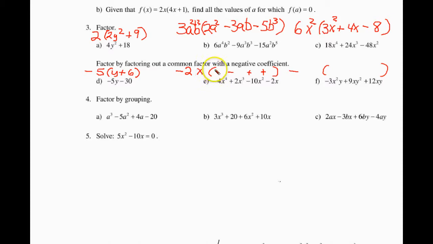So this is going to be a positive 2x to the what? Third. This is going to be a negative because I already determined it has to be opposite signs. X to the second. This is going to be 5x. And then this is just going to be a positive 1.